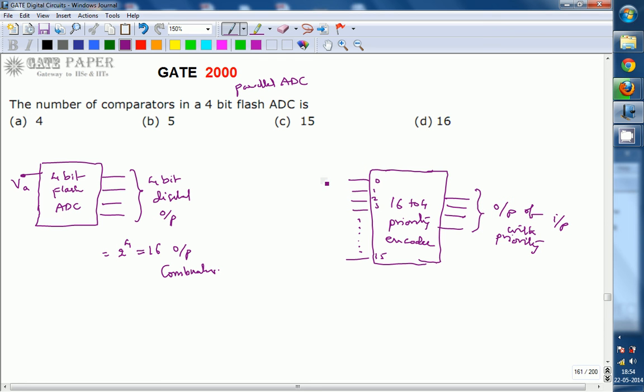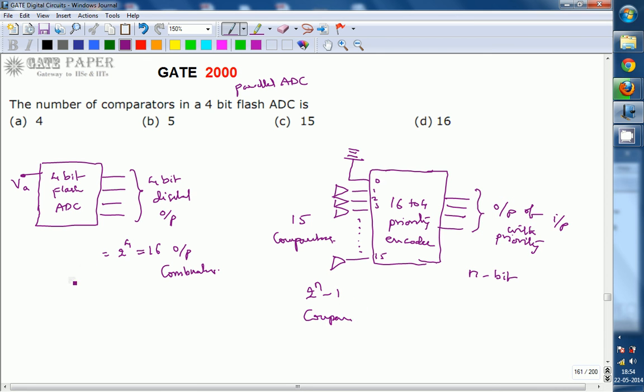So for that you must compare. 0 implies logic 0, which is directly connected to ground. It doesn't require any comparator. But all the others have different magnitudes, so you must compare the analog signal with each and every input. So definitely you require a comparator for every input of the priority encoder except for the ground. That implies we require 15 comparators for a 4-bit ADC. If it is for n bits, you require 2 power n minus 1 comparators.